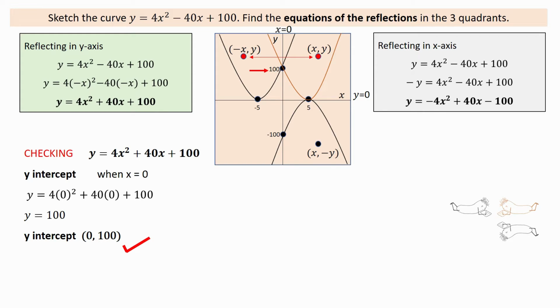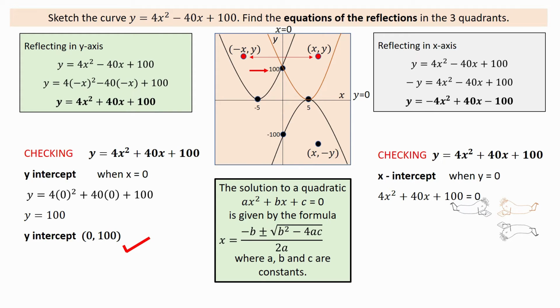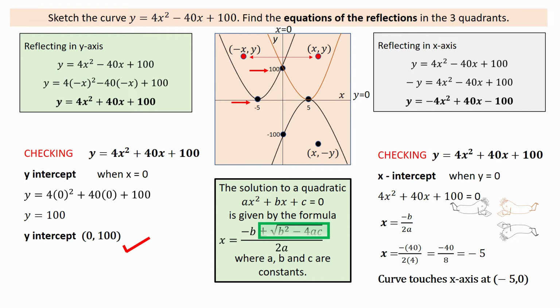And now checking the x-intercept, which is when y equals 0. Substituting y equals 0 in the equation and solve using the quadratic formula. Again, we know that b squared minus 4ac equals 0. So x equals minus b over 2a. Substituting b equal to 40 and a equal to 4 gives negative 40 divided by 8, which is negative 5. So the curve touches the x-axis at negative 5, 0, which is correct.